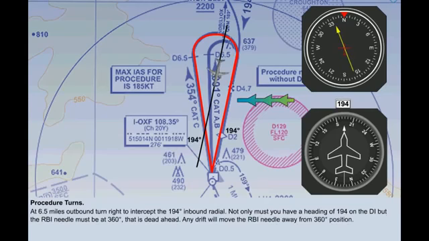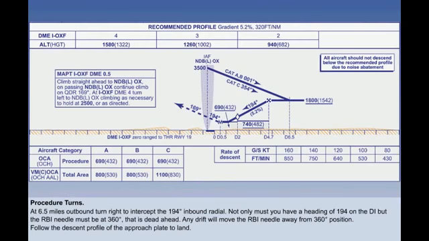If you maintain 194 degrees on the DI, but the head of the NDB needle is to the left of centre, you are still flying on a heading of 194 degrees, but you are being blown off course to the right. If your track is good, you then follow the descent pattern, which is shown on the approach plate.